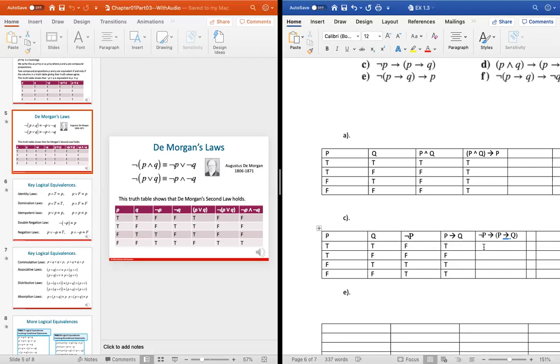Now we have this over here, implying this thing over here, right? So false implying a truth, just like we saw here, it says truth. False, false is truth. True, true is going to be true. And true, true is going to be true as well. So we saw that this is also another tautology. Questions?